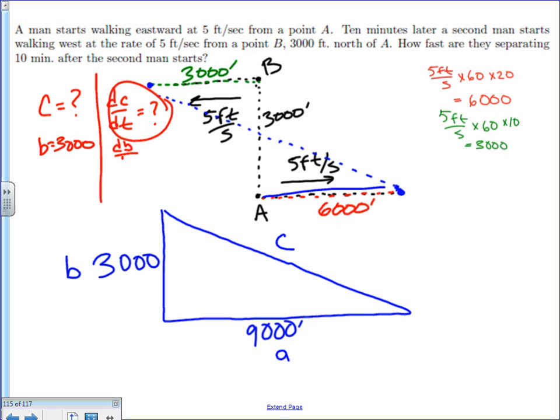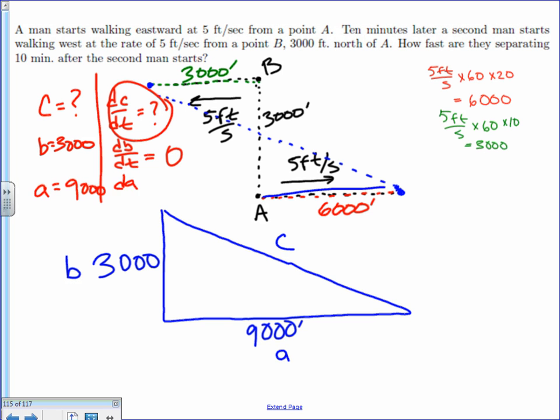dB/dt is the rate of change of that. Now think of where this 3,000 came from. It came from right up here, the distance from A to B. That isn't changing, so dB/dt is 0.